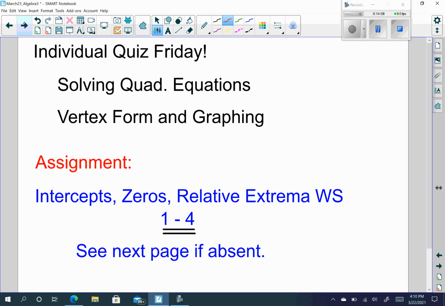All right, so off of today's handout, I want you guys just doing 1 through 4 only. Like I said, we're going to review a little bit each day. Individual quiz Friday over solving quadratic equations. That's what the first 2 warm-up problems were. And then what your graded assignment was yesterday, writing a quadratic function in vertex form and then graphing that. So please let me know if you guys have any questions.